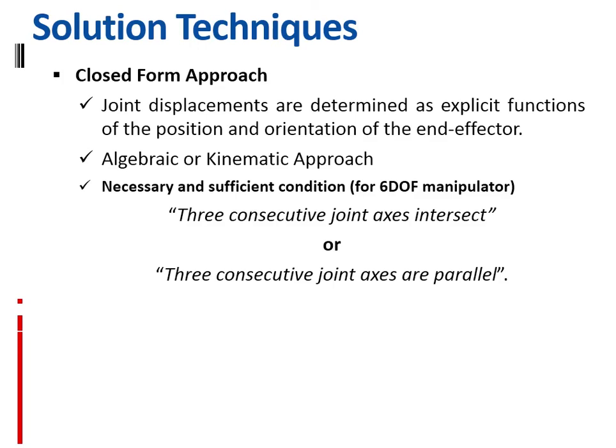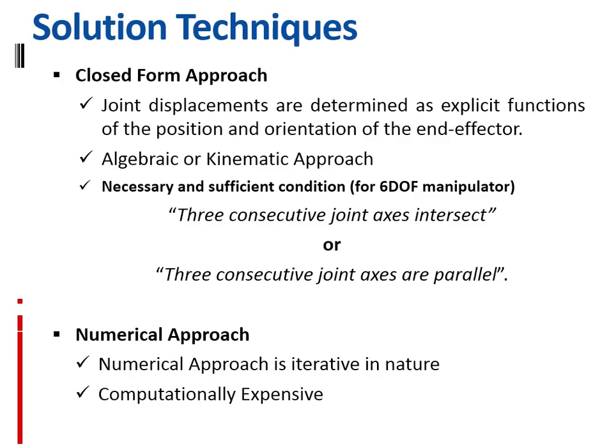If these conditions are satisfied, the kinematic equation can be reduced to algebraic equations of degree less than or equal to 4. That means your 6 degree will become 4 degree, and then it is easy to solve with the closed form approach. Now next is the numerical approach.